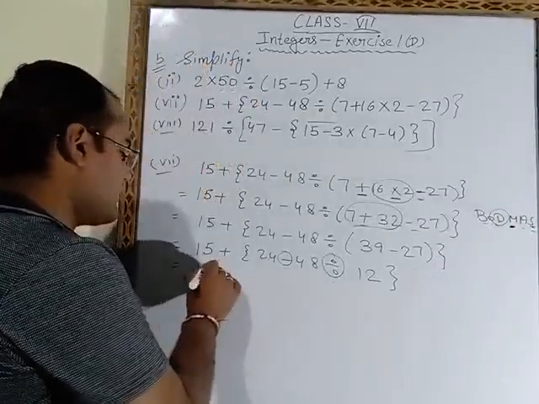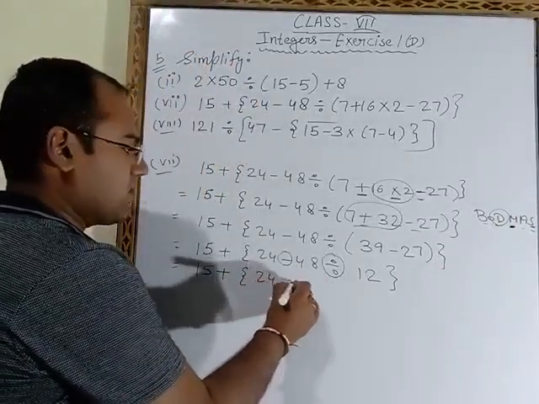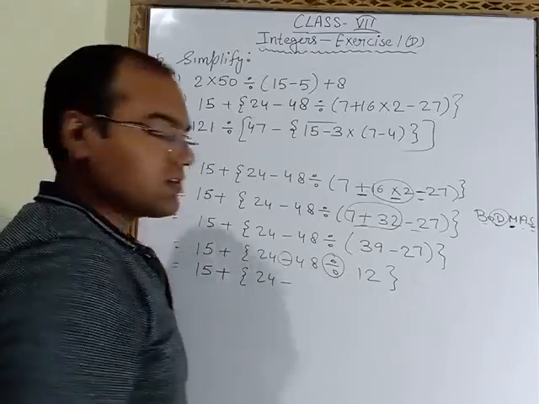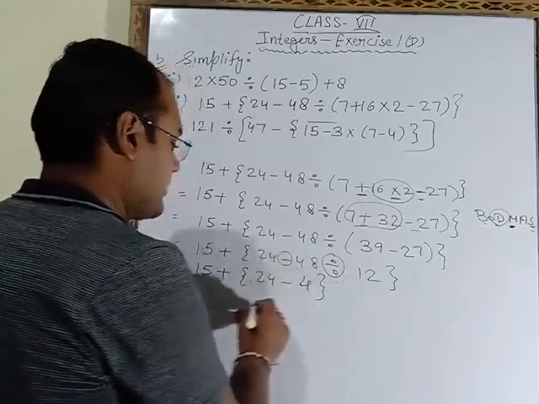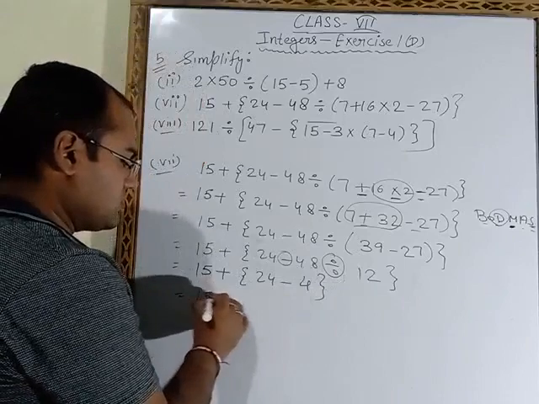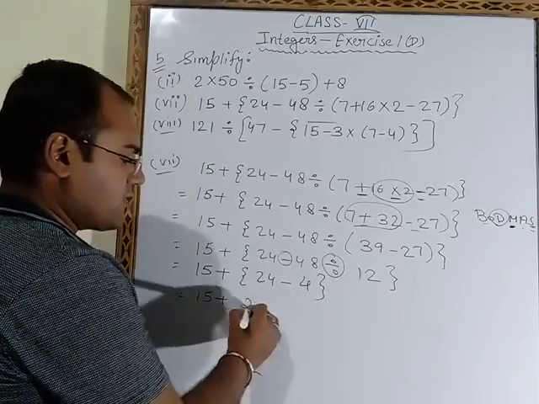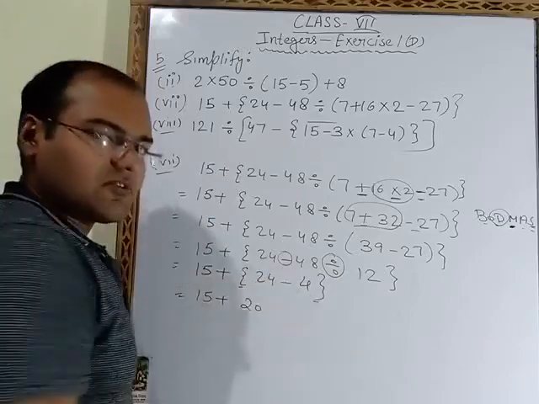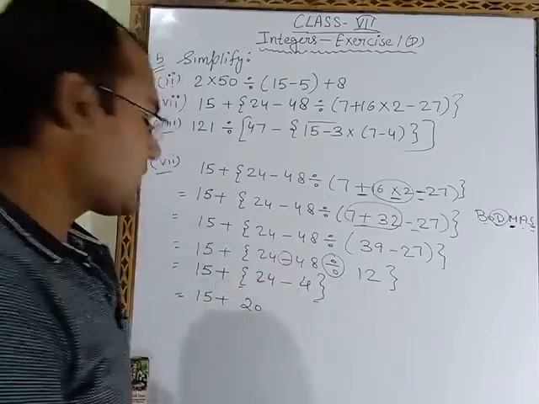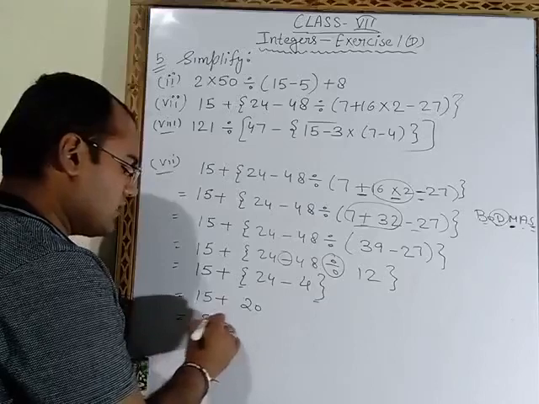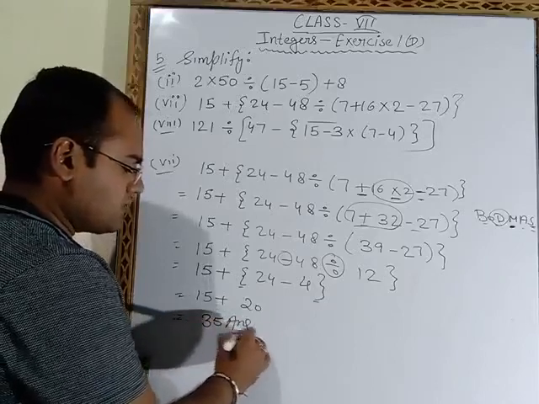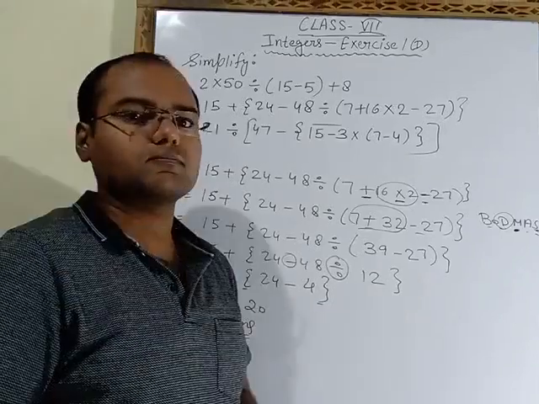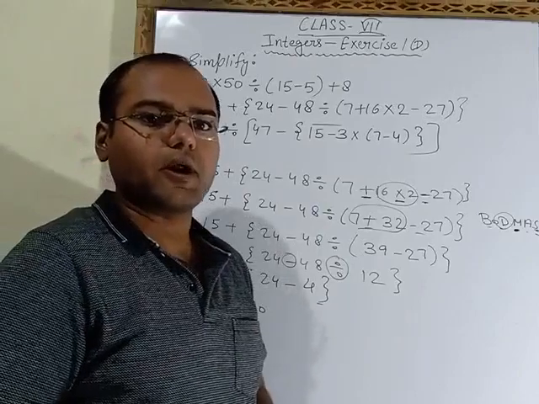So on dividing it, 24 minus 48 divided by 12. 12 4s are 48. Now we will subtract these two. 24 minus 4 will be 20. Now no need to put this bracket because inside this bracket minus was there and we had solved it. Now we will add these two. On adding these two we will get the answer 35. Now see 8th part.